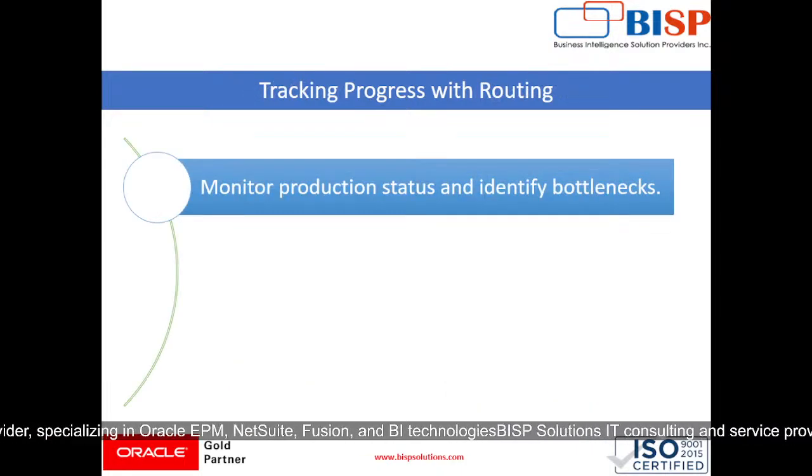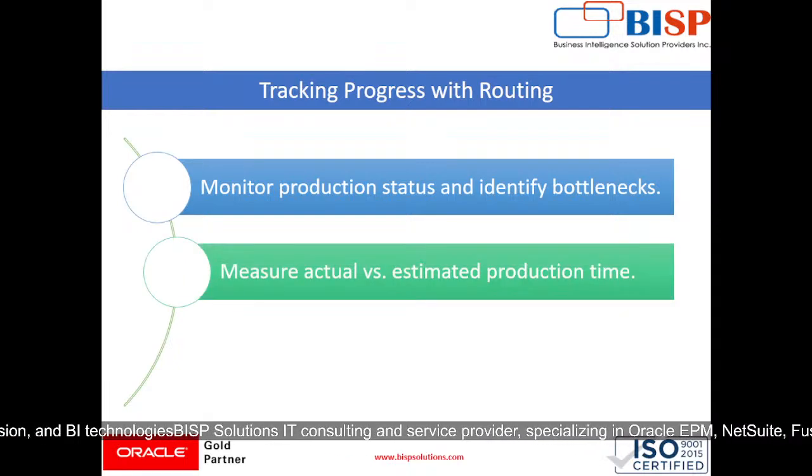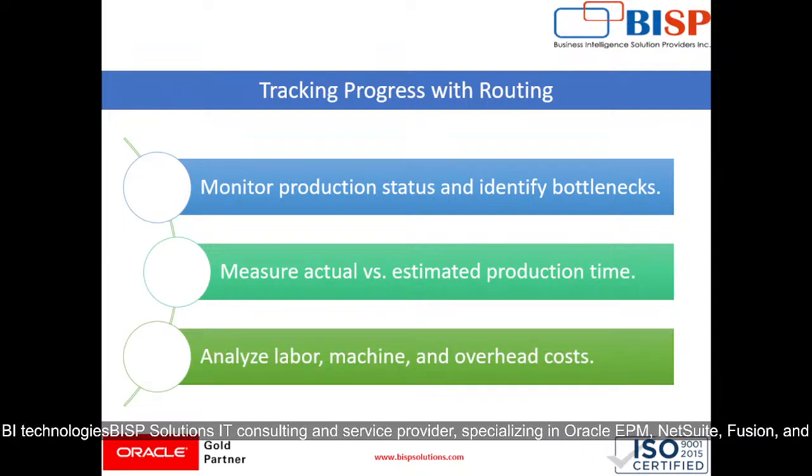Then tracking progress with routing, where NetSuite allows real-time tracking of each operation, helping manufacturers monitor production status and identify bottlenecks, measure actual versus estimated production time, and analyze labor, machine, and overhead cost.